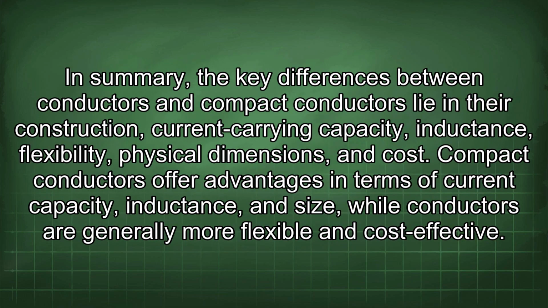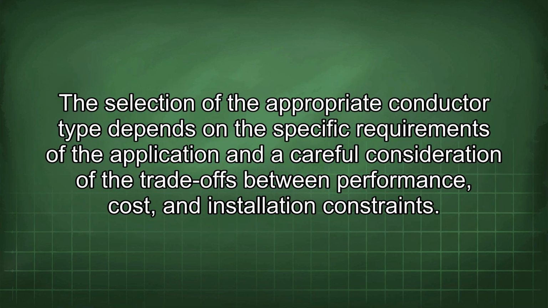In summary, the key differences between conductors and compact conductors lie in their construction, current carrying capacity, inductance, flexibility, physical dimensions, and cost. Compact conductors offer advantages in terms of current capacity, inductance, and size, while conductors are generally more flexible and cost-effective. The selection of the appropriate conductor type depends on the specific requirements of the application and a careful consideration of the trade-offs between performance, cost, and installation constraints.